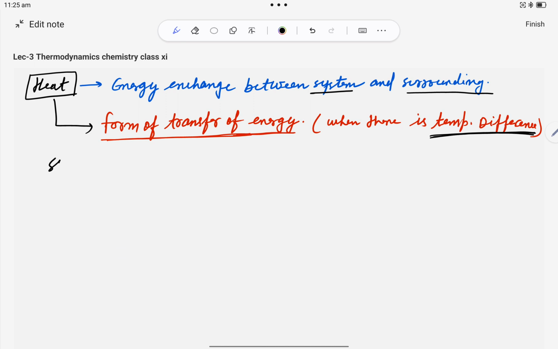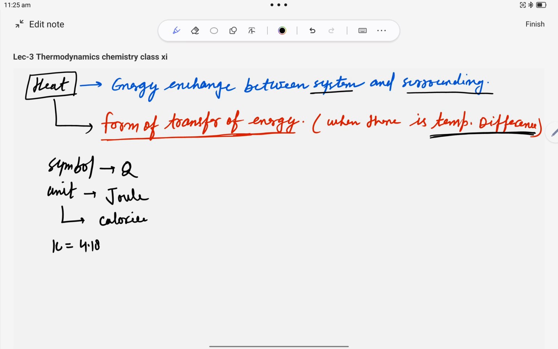So, a simple thing: the symbol of heat is capital Q, and the unit is joule. But the common unit is calorie. 1 calorie is equal to 4.182 joule. So it is a form of transfer of energy.